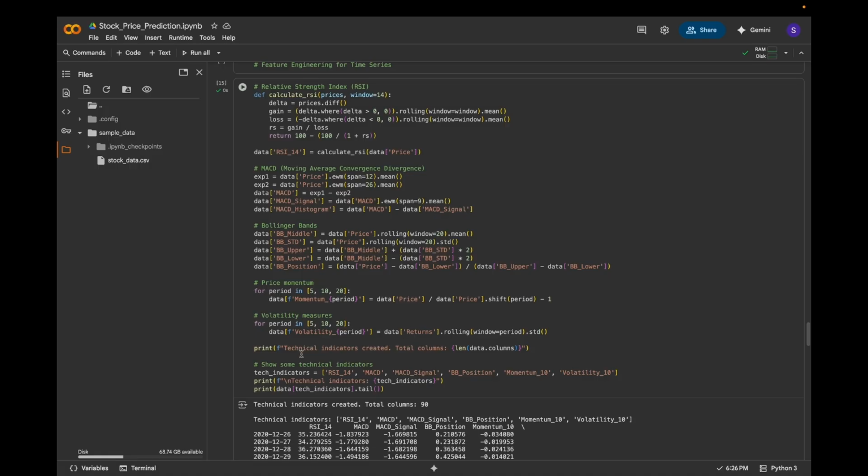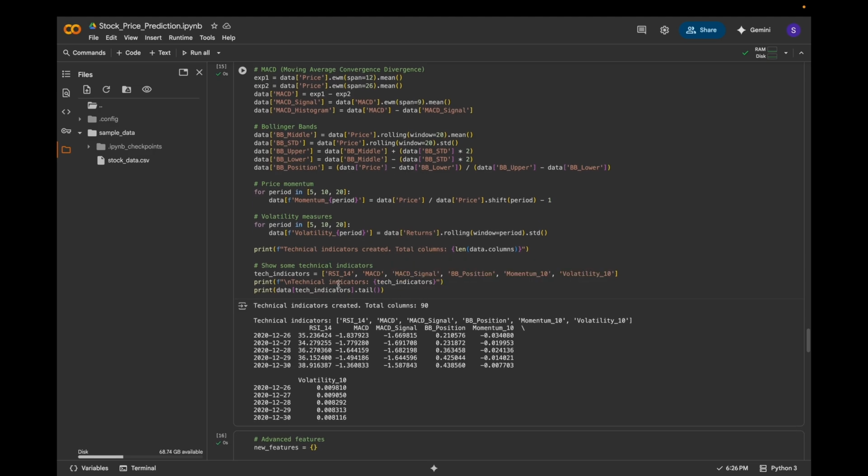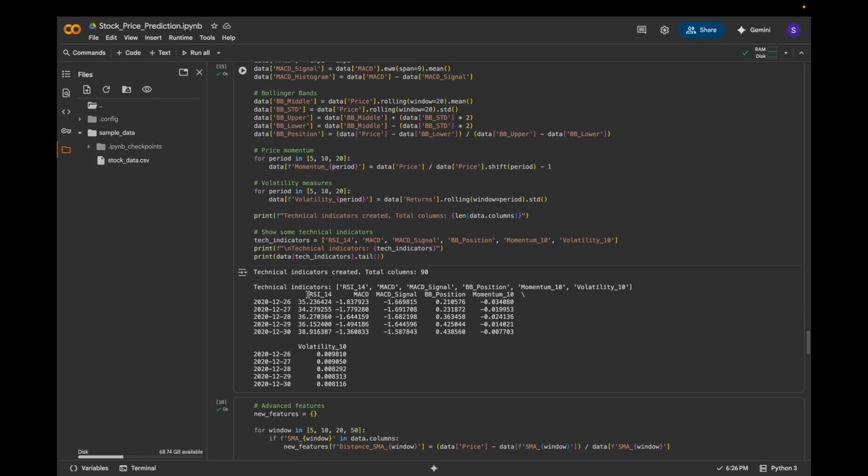Then we move on to printing out the technical indicators created, the total columns by len data columns. Then we show some of the technical indicators by assigning tech indicators equal to RSI_14 all the way to volatility 10. Then we print out tech indicators by data tech indicators.tail. So the technical indicators created bring the columns to 90, and here's the tail of all of these, from RSI_14 all the way to volatility 10, and here the data for each.